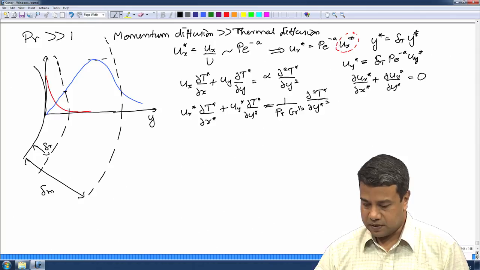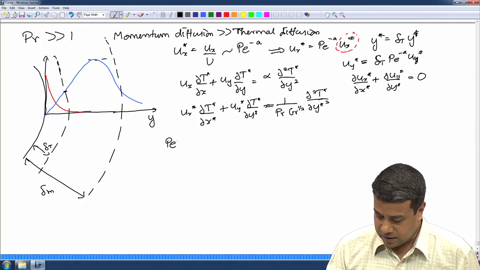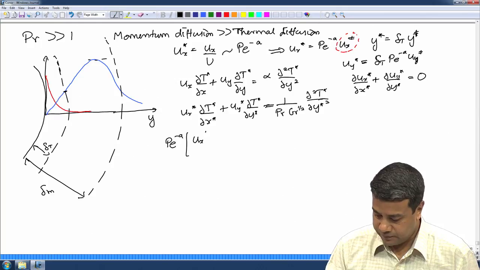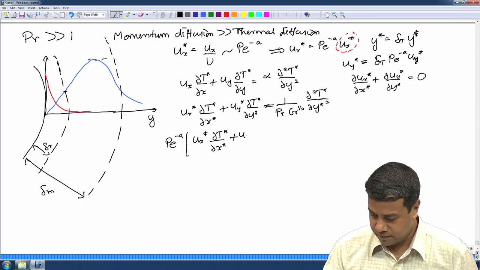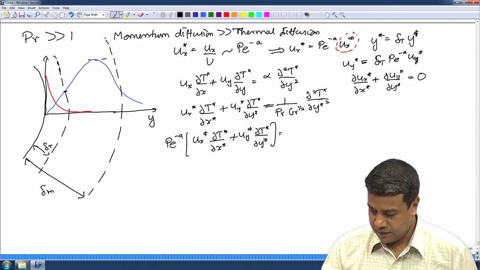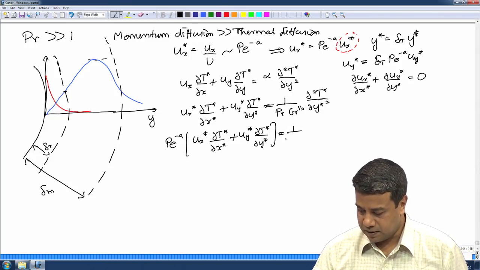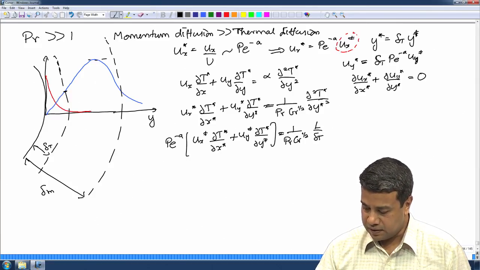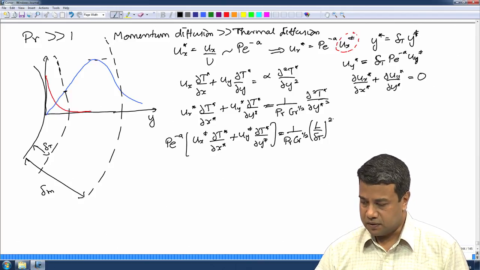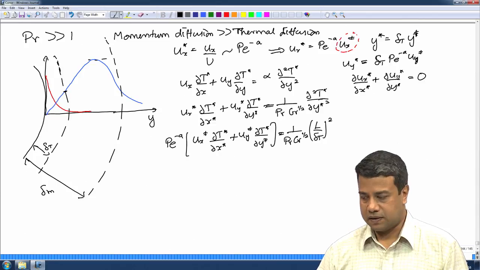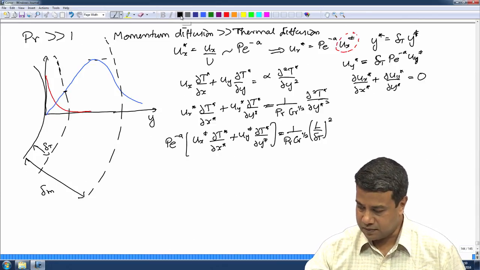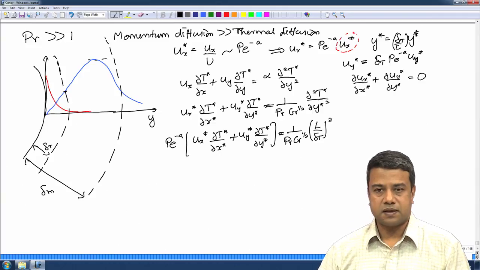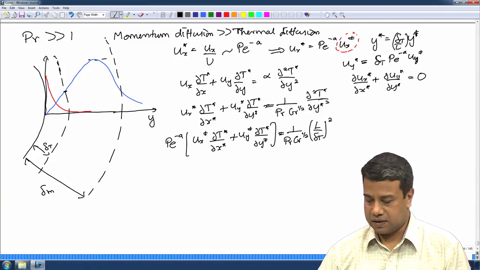If I insert that into this equation, what I will get is Peclet number to the power minus a is equal to 1 by Prandtl number Grashof number to the half. I have a factor of L by delta t here, whole square, because the original scaling for y was in terms of L. So, I should write y star is equal to delta t by L, where delta t is the dimensional boundary layer thickness.